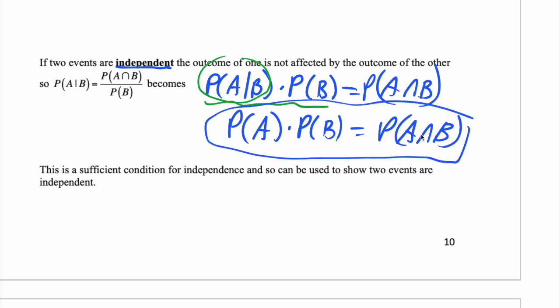And that's useful because this means if you want to find the probability of A and B, you can just multiply the events together. If they're independent events, you can do that.